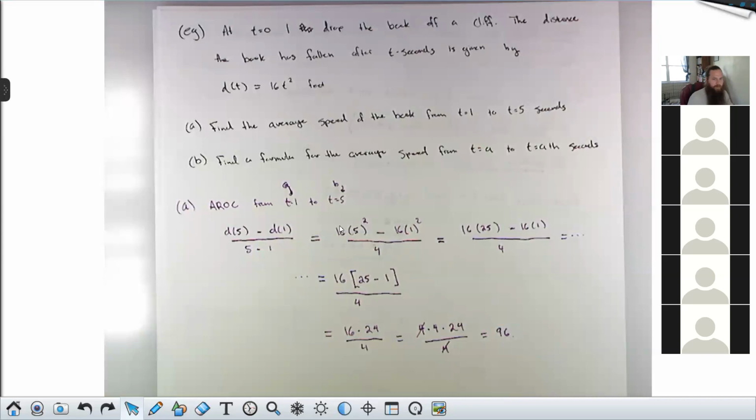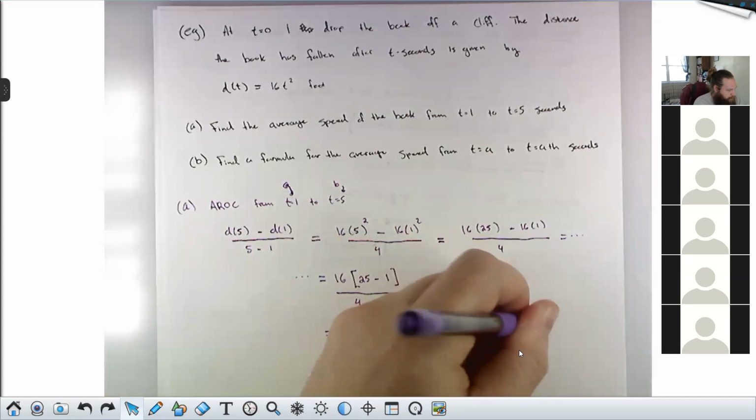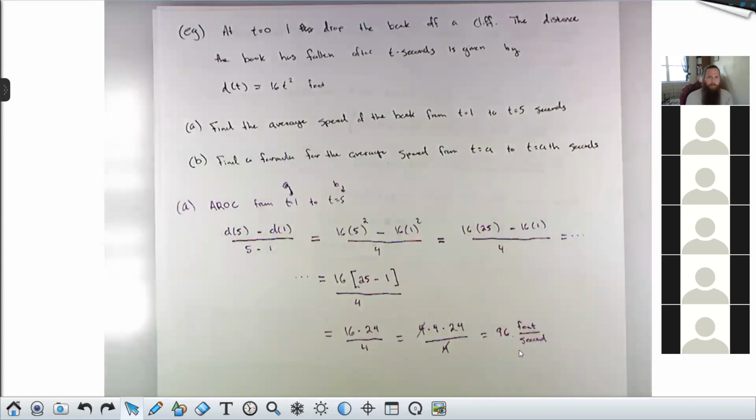All right, so what does this mean? This means that over the time interval from 1 second to 5 seconds, the book is falling at an average speed of 96, and this is feet per second, which is pretty quick.